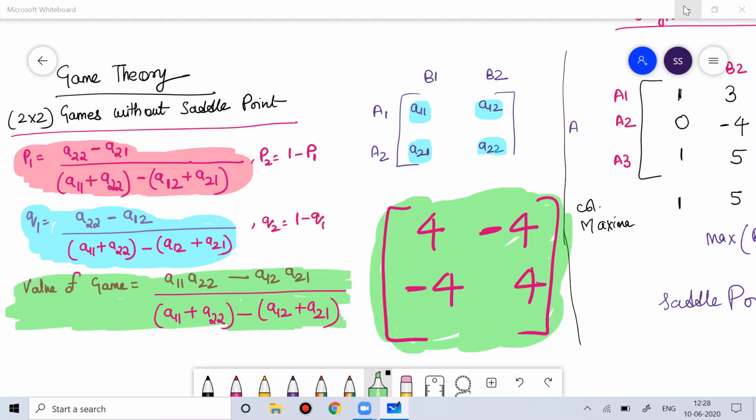Guys, please try to solve this problem. Tell me the answer. The probability attached with A and B, and what is the value of game.